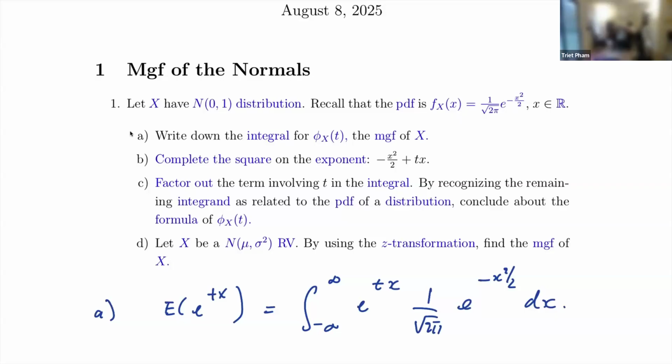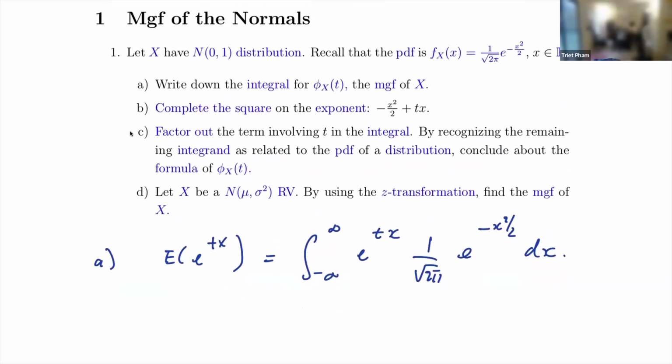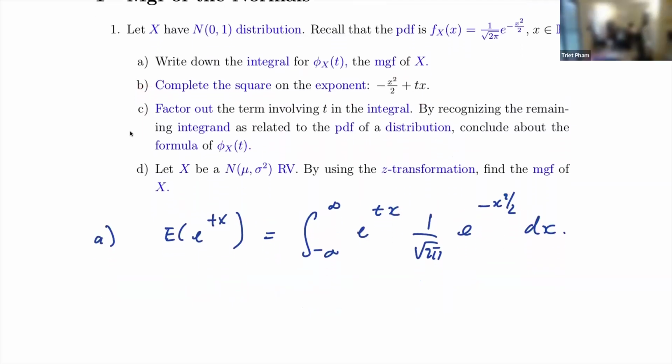Well, the answer is right. Integration by parts or u-substitution or all those techniques won't work. So you need a new-ish technique here, and the technique is about completing the square. If you look at the exponent, you've got minus x squared over 2, minus 2tx.